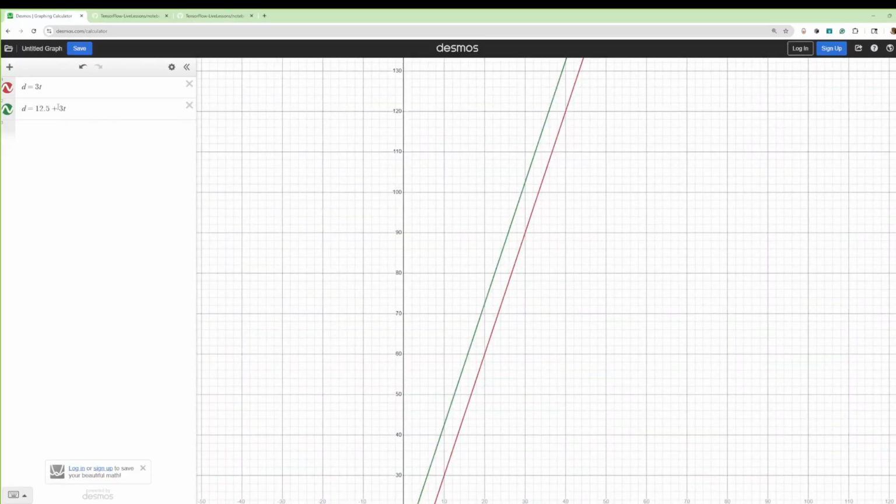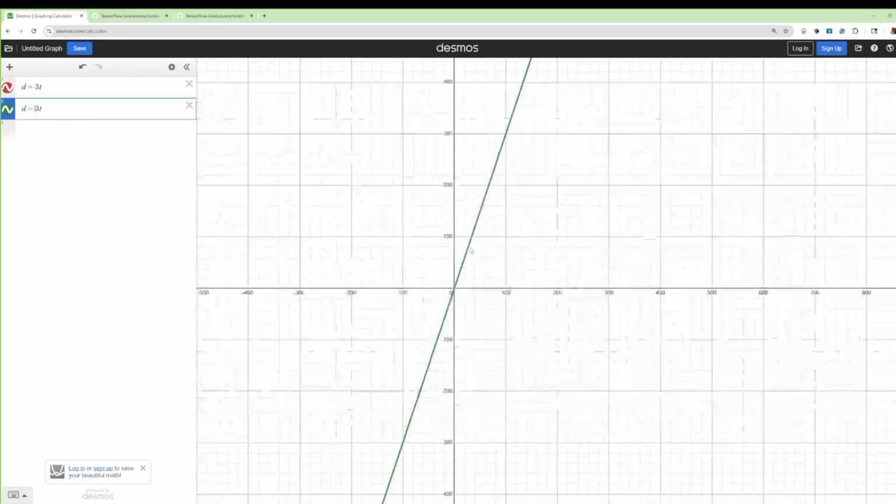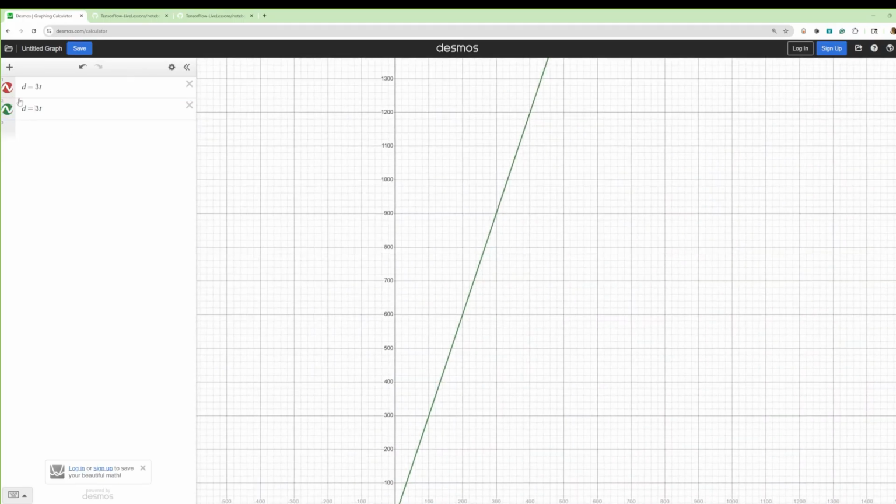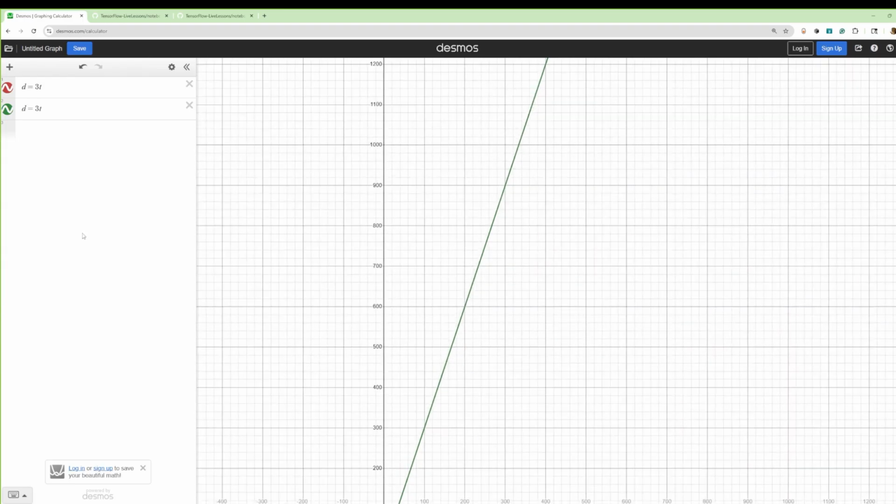But if we remove this one, you can see there is basically one line, because actually they are the same, right? They are the same. So you can call it two equations colliding with each other. Every point on this line is a solution now. So this is how things work.